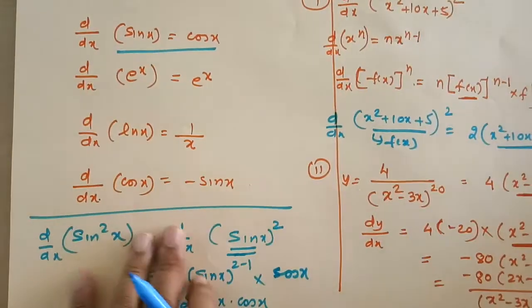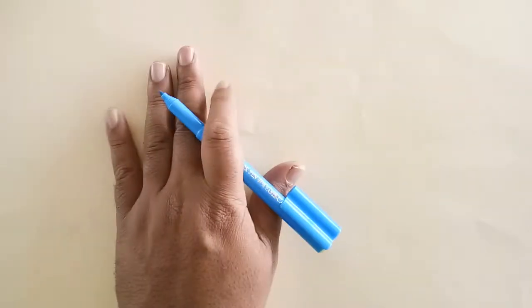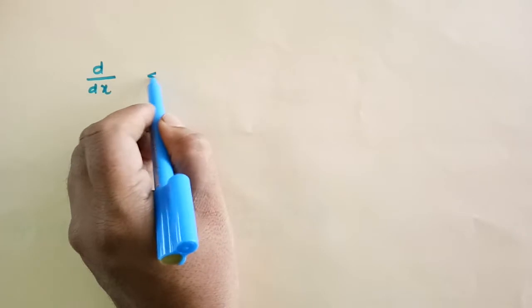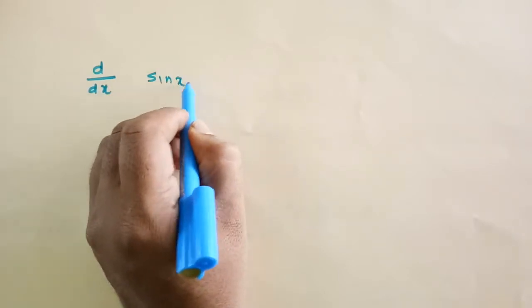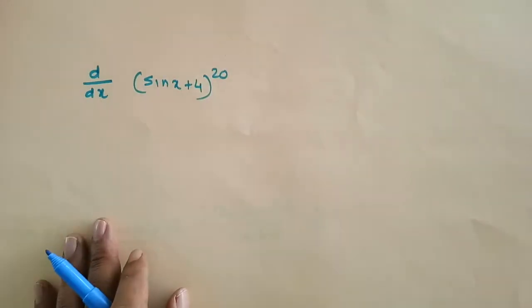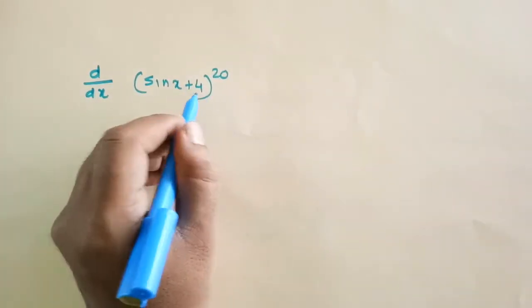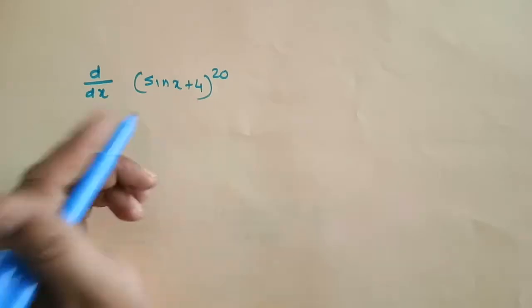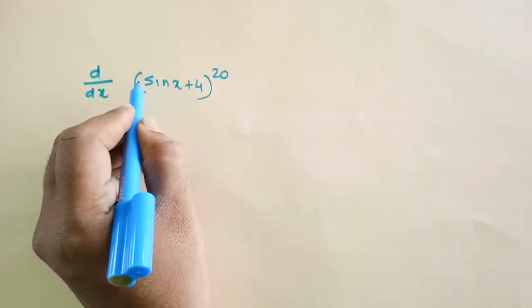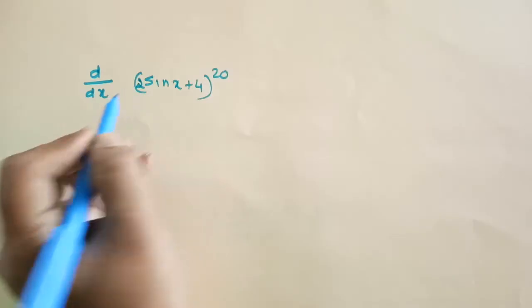Now let's look at some more examples for chain rule. Let's say you want to solve for the derivative of (sine x plus 4) to the power of 20. I want to solve this one. If you want to try this sum, you can pause this video and try it. In fact, to make it difficult, let's say I'm trying (2 sine x plus 4) to the power of 20.